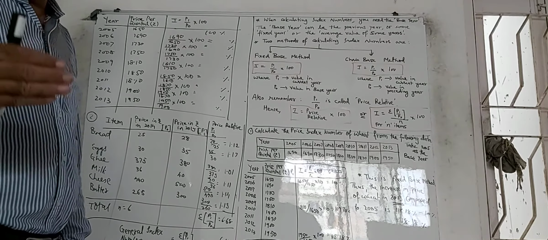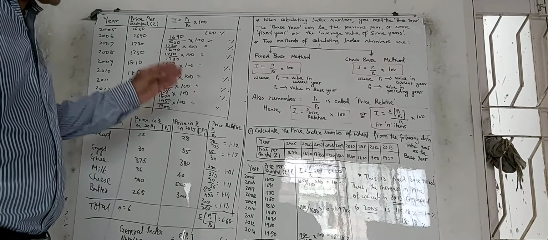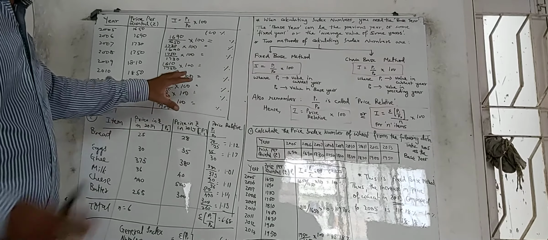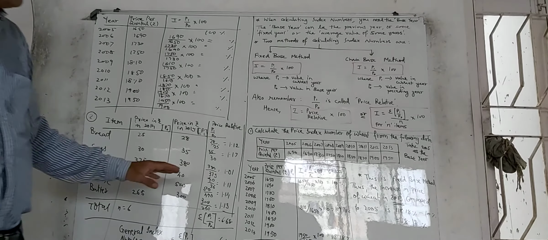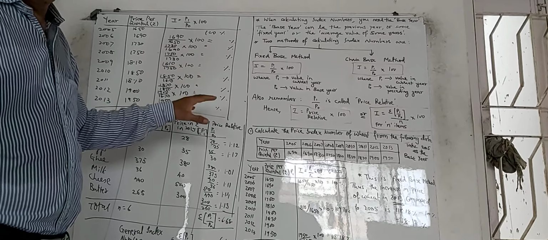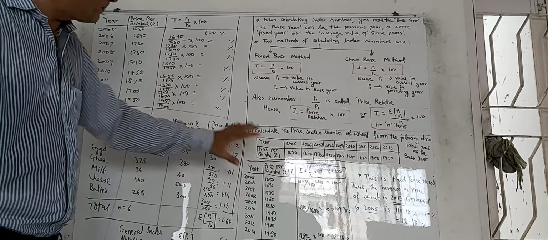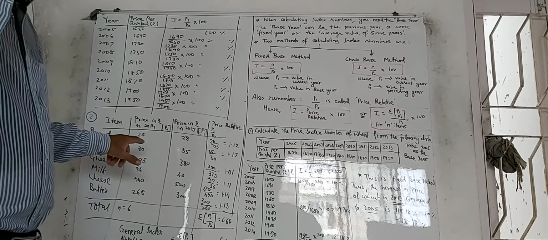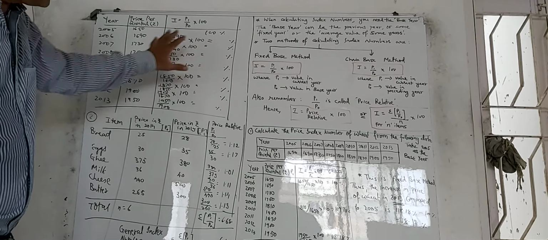Now tomorrow I'll send you other videos and we'll carry on with this, but for the time being, just make sure you review whatever I've taught you here, all the formulas and how easy it is to calculate, and if possible try exercise 1.1. They are similar to these two methods only: chain based method, fixed based method, and then general index number of some food items. Exercise 1.1 is similar to these problems.